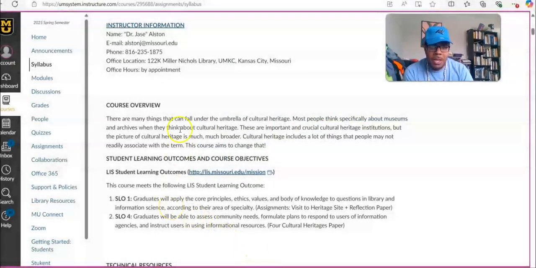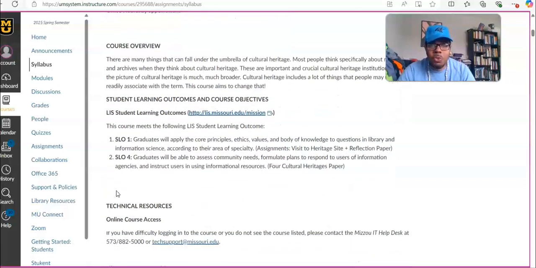Yes, these are important and crucial cultural heritage institutions, but the picture of cultural heritage is much, much broader, which you're going to learn about in this class. Cultural heritage includes a lot of things that people may not readily associate with the term, and this course does aim to change that.